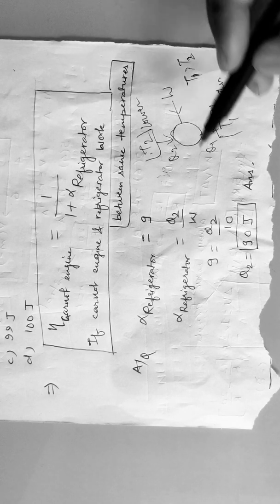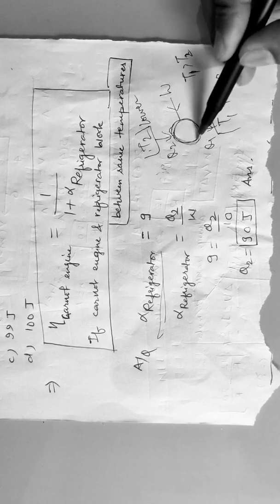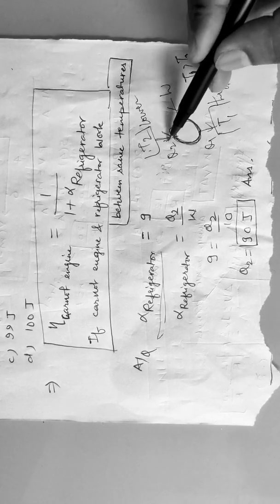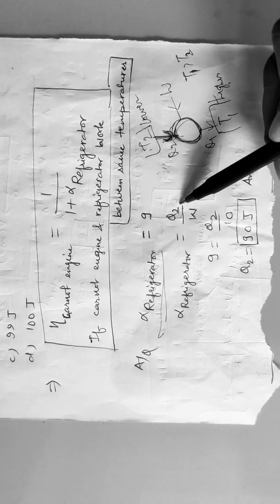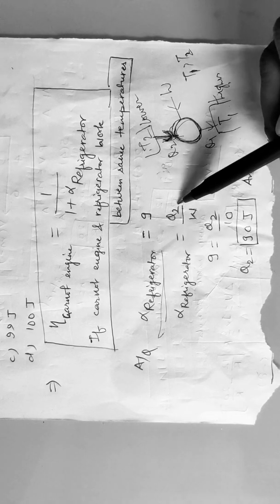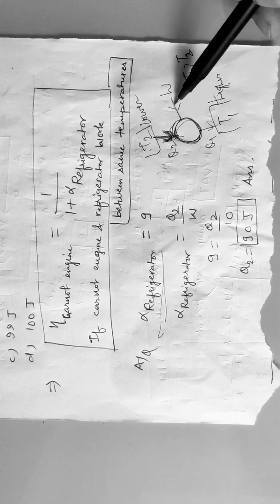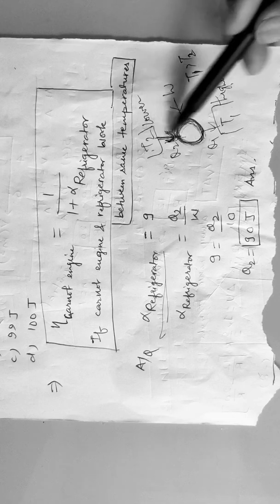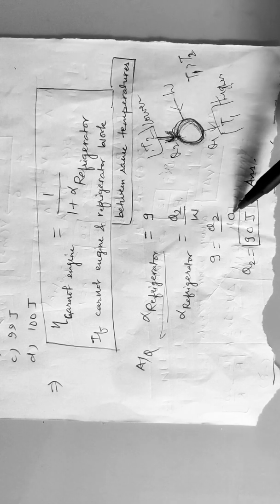Now when we talk about the alpha of the refrigerator, alpha will be desired output upon input. What do you want from the refrigerator? We want the refrigerator to absorb heat. Refrigerator is used to absorb heat from our food. So refrigerator is absorbing heat, and that is Q2. Desired output is Q2. So alpha will be desired output Q2 upon input. Input is W. You are giving W to the refrigerator. So Q2 by W. Q2 they have asked. W is 10. Now we have to find Q2, which is equal to 90 joule.